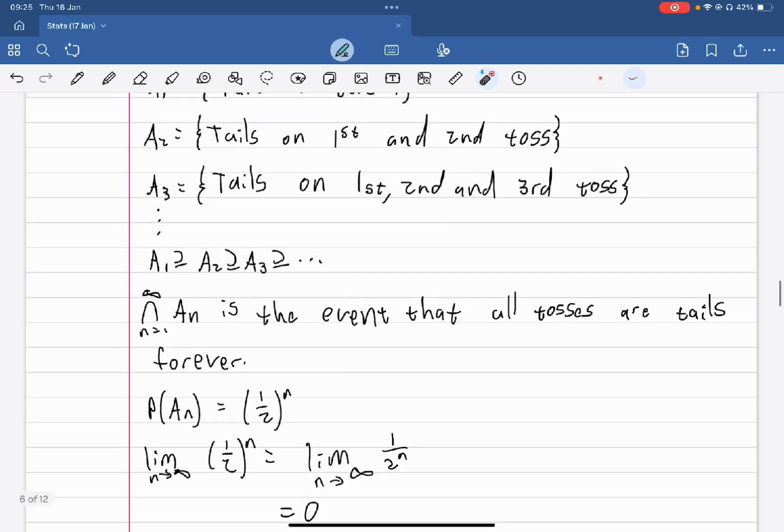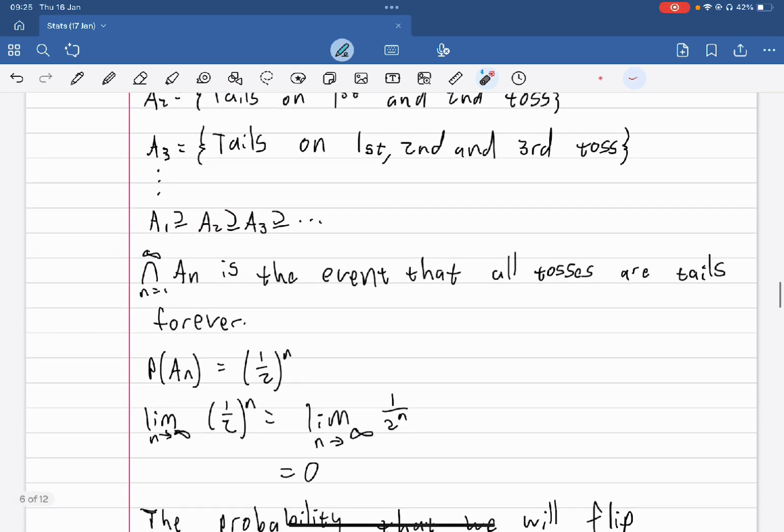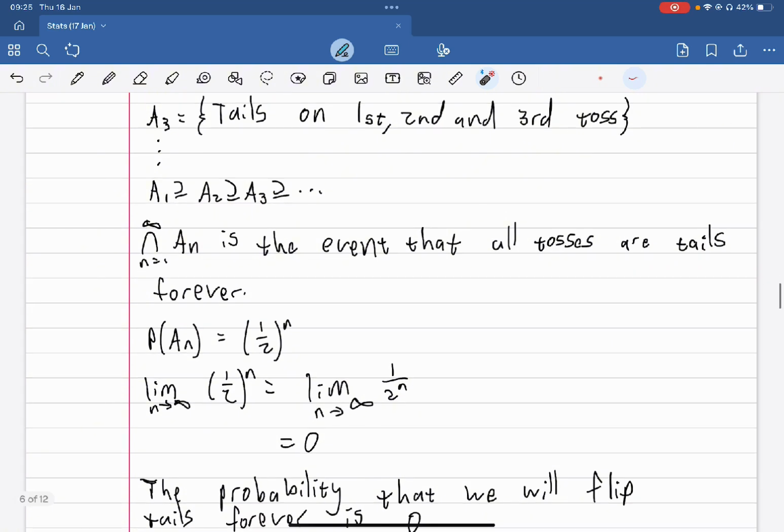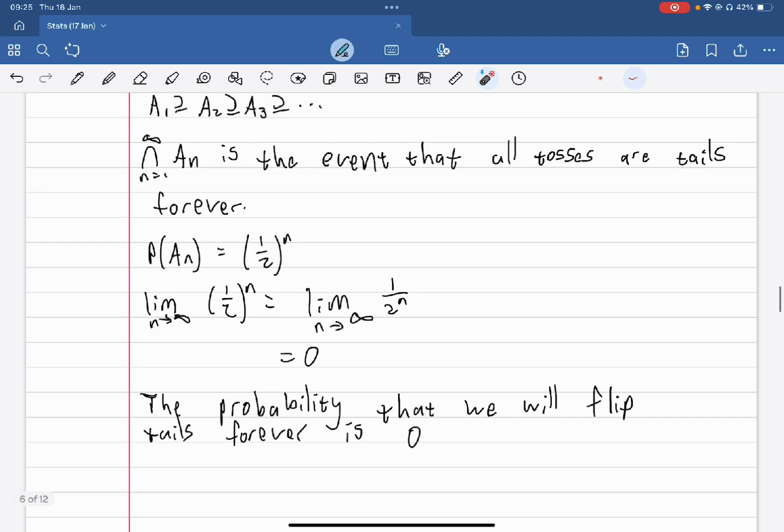And we can clearly see that as you go on, A2 is a subset of A1, and A3 is a subset of A2. So they're decreasing events. The intersection from n=1 to infinity is the event that all the tosses are tails forever, which our intuition tells us is probably 0. So let's have a look.